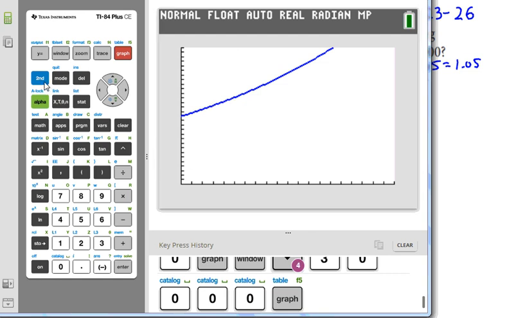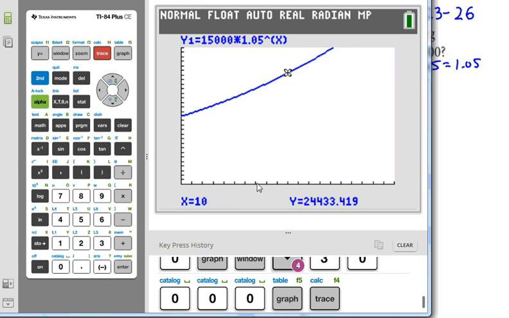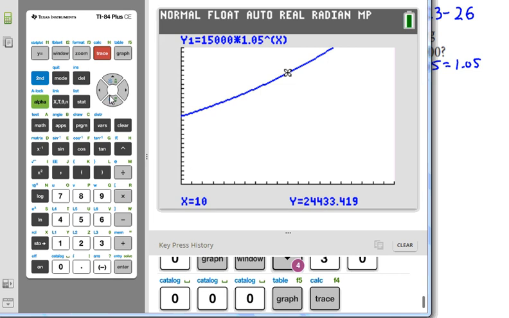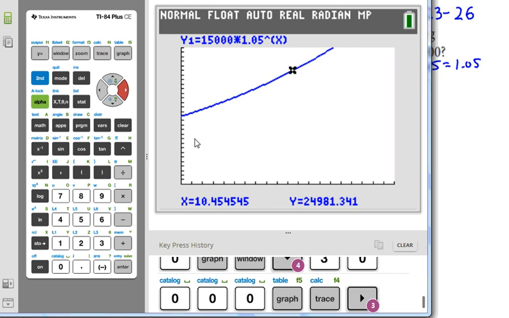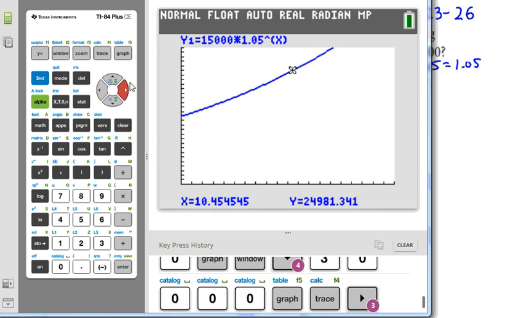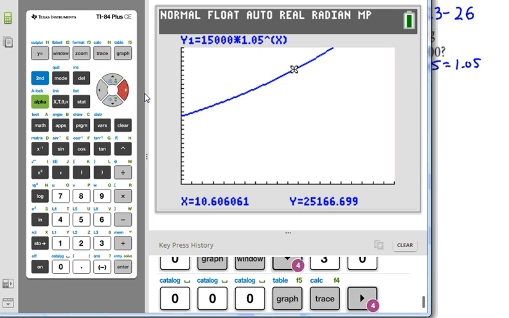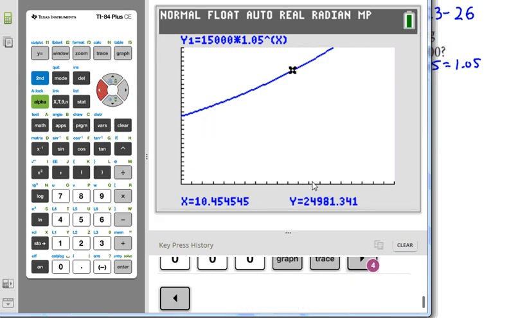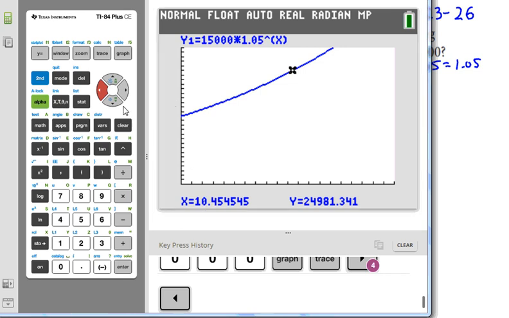Anyway, let's go to trace again. For x equals 10, as in 10 years, we get 24,000 people. And so we can continue to go up. And right here, at 10.45 years, we're getting very close. So about maybe 10.5 if we round to the nearest tenth of a year.